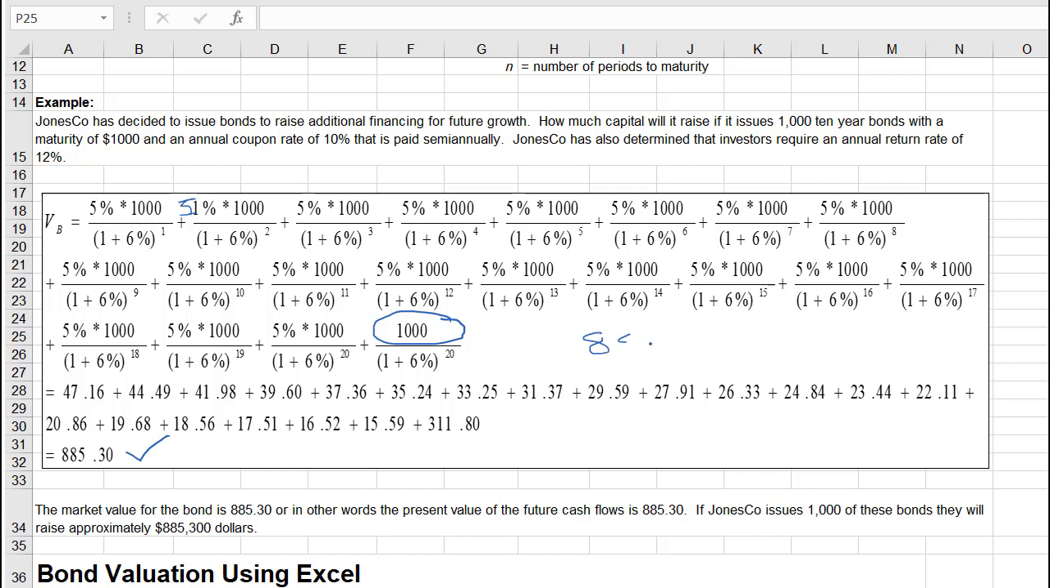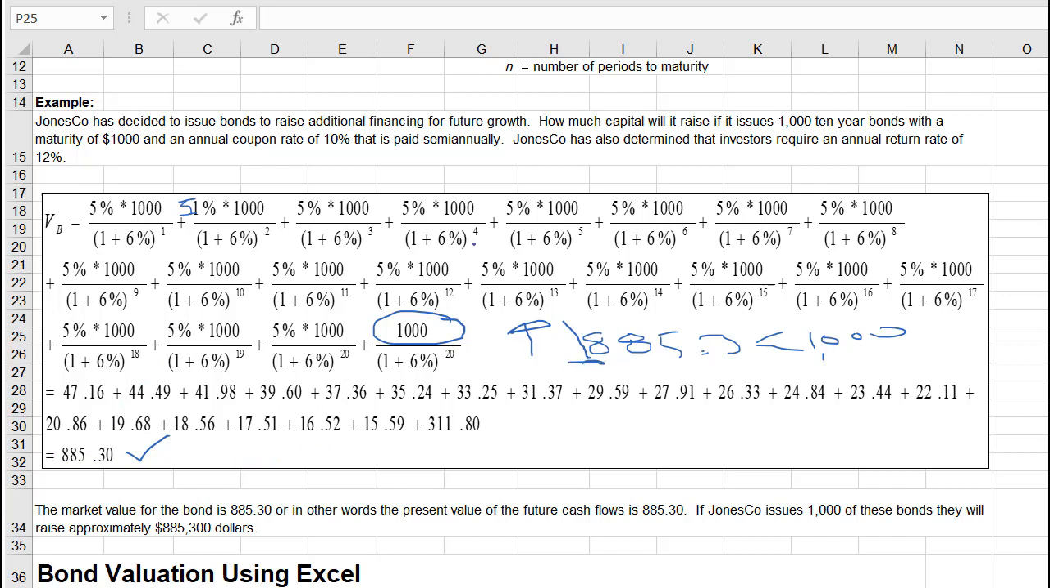And we can see the 885.3 is less than the $1,000 face value. And why? It's because the investors require an annual rate of 12%. So that shows us that if we increase the interest rates, the price of the bond is going to come down. Now you could work your way through this using a discount rate of 5%, and if you add it all up, you're going to get $1,000 if the market interest rate equaled the coupon rate.